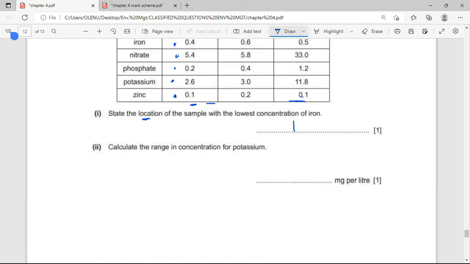It's quite obvious. Calculate the range in concentration for potassium. Range here is the highest minus the lowest. So for potassium, the highest is 11.8 and the lowest is 2.6. That will give you the answer.